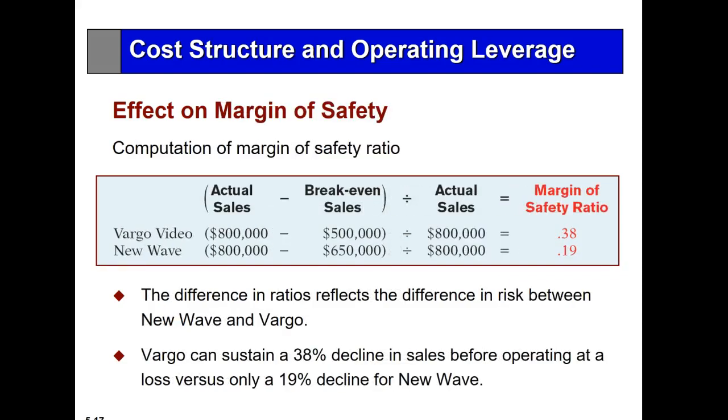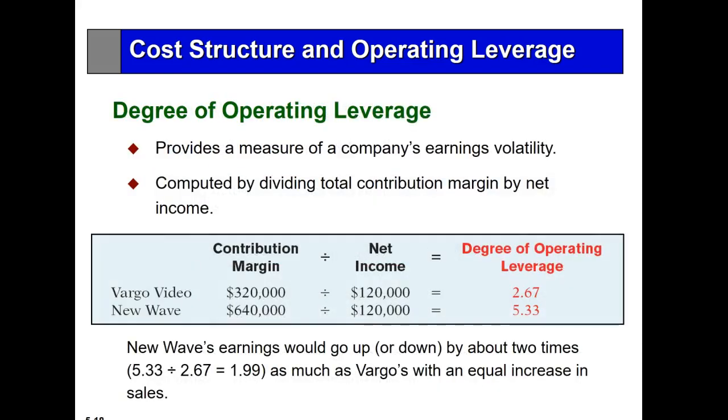What about the margin of safety? Well, again, here you see that Vargo has a higher margin of safety than New Wave. So that tells you New Wave is much riskier than Vargo. And that is a big difference in the risk between New Wave and Vargo. That is, sales can decline 38% before Vargo is in a negative position, but only 19% before New Wave is in a negative position. What is the degree of operating leverage?